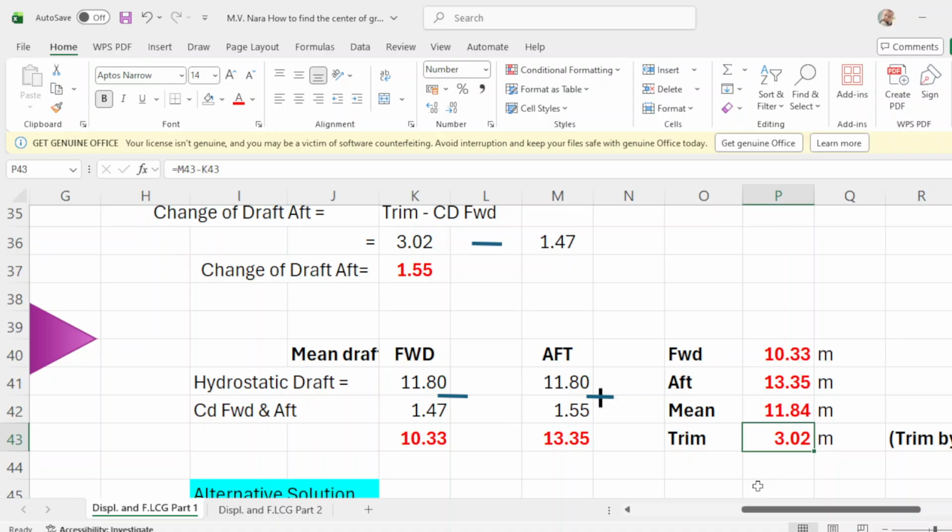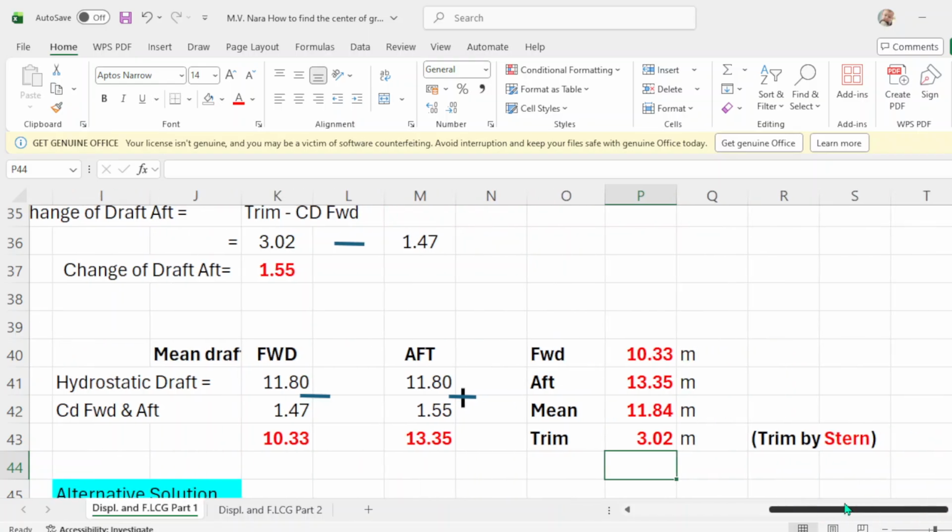What you do first is drop up minus your drop forward, that will be 3.02. Your mean drop will be 11.84. Okay? Then you are trimmed by the stern because you have more weight aft than forward. That's why you are trimmed by the stern. Okay?